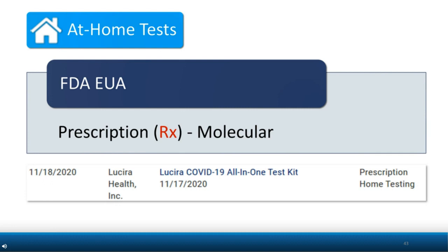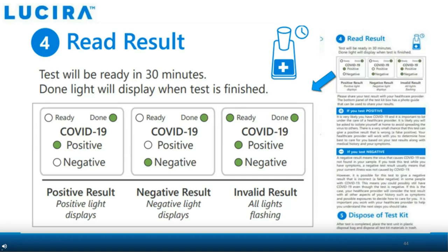In November of last year, a molecular prescription at-home test was given an EUA, or an emergency use authorization, by the FDA. And this was from Lucira Health that invented this one. Just briefly, this is how the results are read. Again, there's very good instructions on how you collect the specimen, the nasal swab specimen, how you do the test. But I wanted to show you this last slide where you would read the result. And this test, again, is a molecular assay that is done at your house. The test will be ready in about 30 minutes after you set it up.